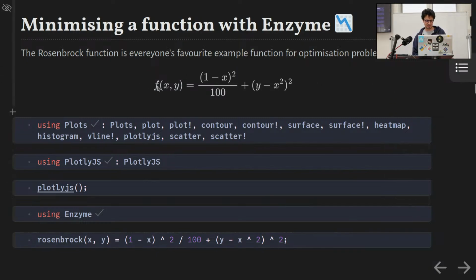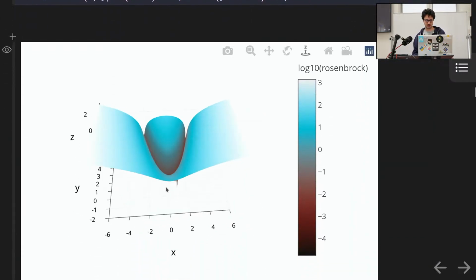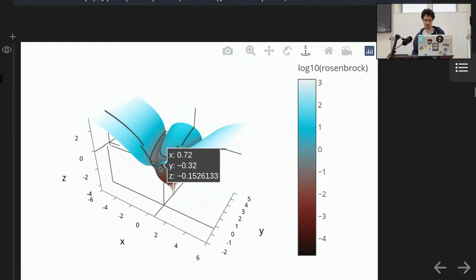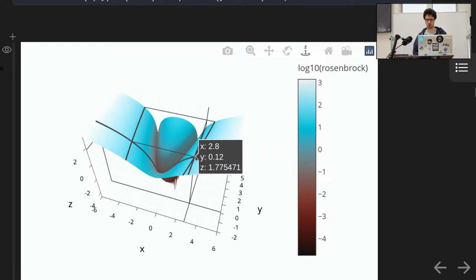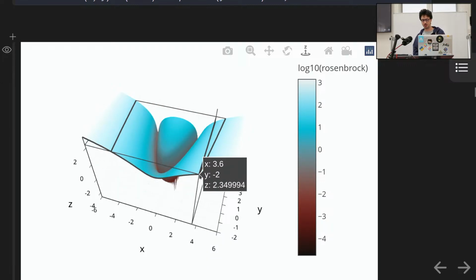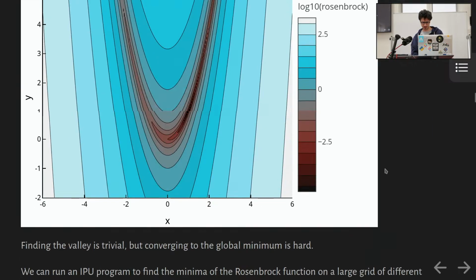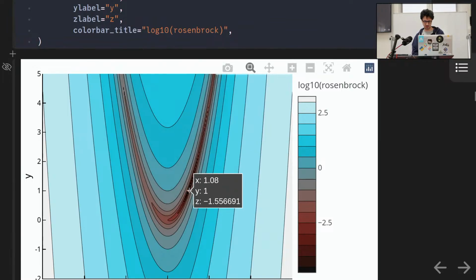I implemented the Rosenbrock function. I guess many people are familiar with it. It has this shape, with a valley, which is very interesting because it's very easy for a minimization routine to get into the valley. The hardest bit is getting to the global minimum, which is this spot here at 1,1.